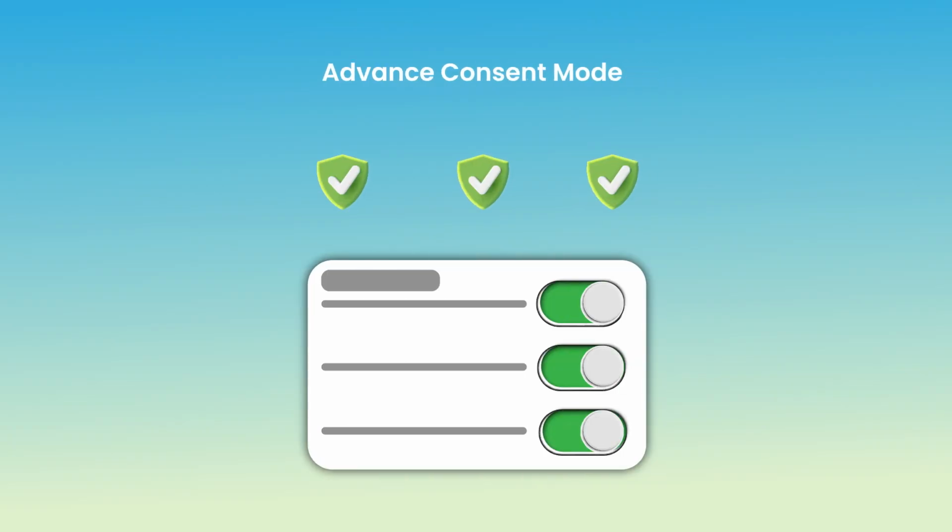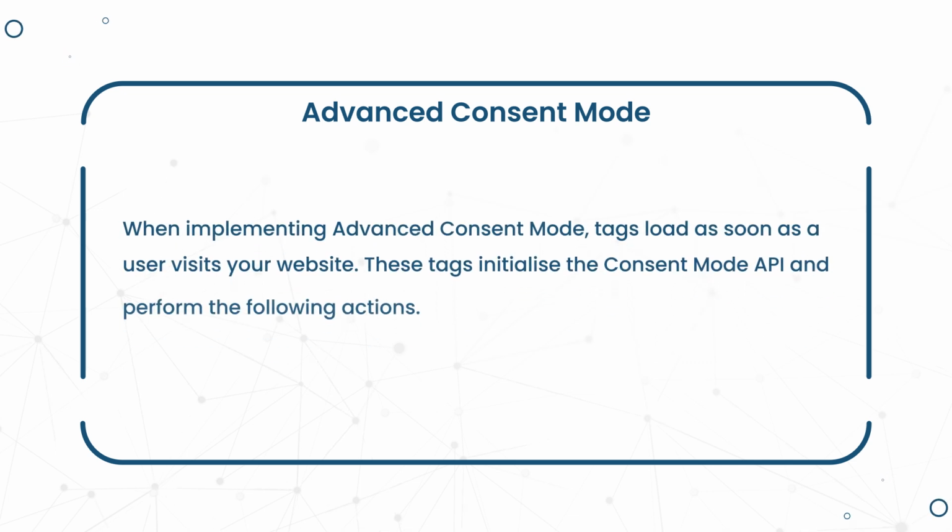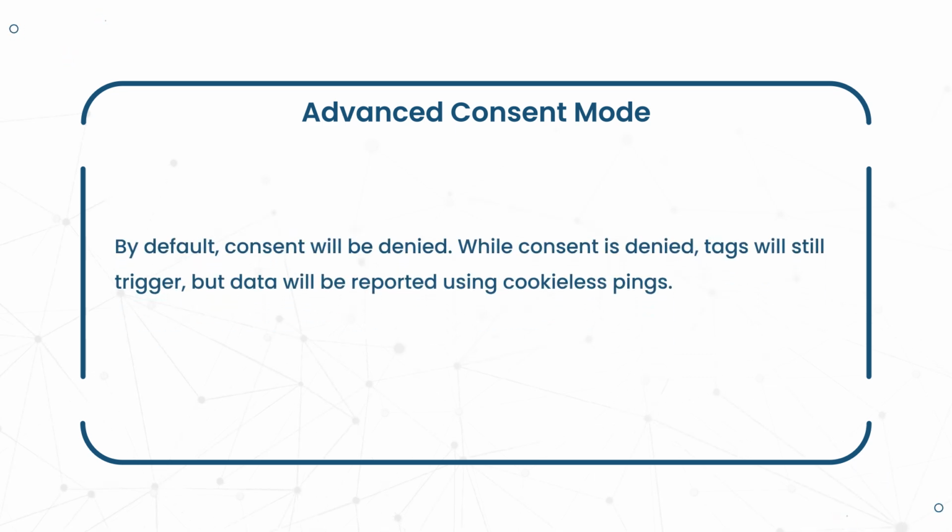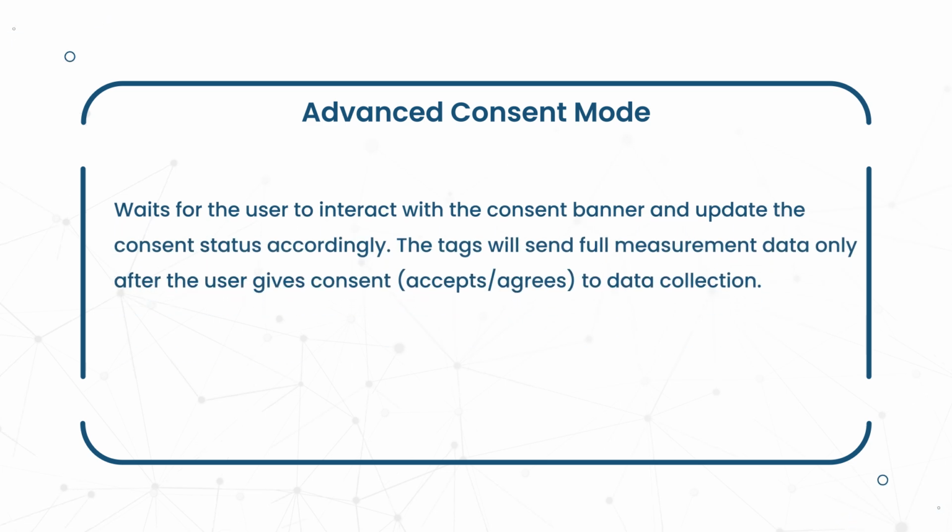Advanced Consent Mode. When implementing Advanced Consent Mode, tags load as soon as a user visits your website. These tags initialize the Consent Mode API and perform the following actions. By default, consent will be denied. While consent is denied, tags will still trigger, but data will be reported using cookieless pings. It waits for the user to interact with the consent banner and updates the consent status accordingly. The tags will send full measurement data only after the user gives consent to data collection.